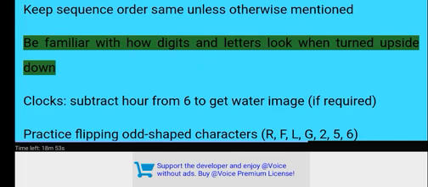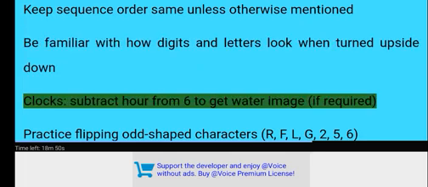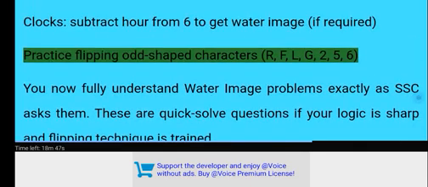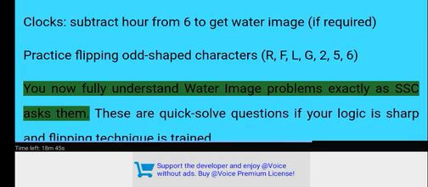Be familiar with how digits and letters look when turned upside down. Clocks: subtract the hour from 6 to get the water image if required. Practice flipping odd-shaped characters: R, F, L, G, 2, 5, 6. You now fully understand water image problems exactly as SSC asks them.